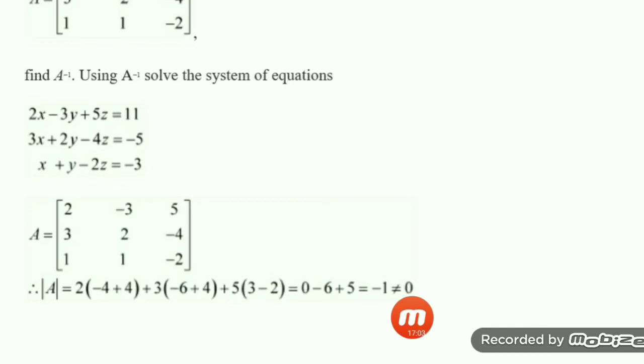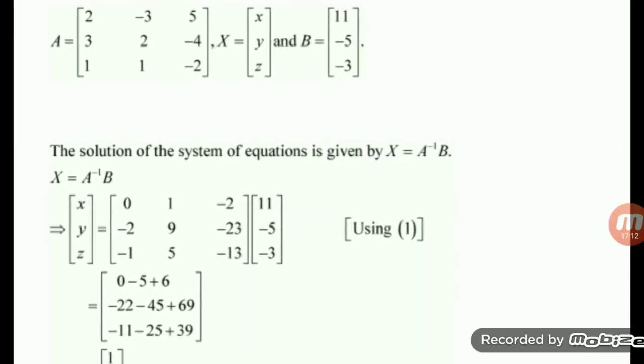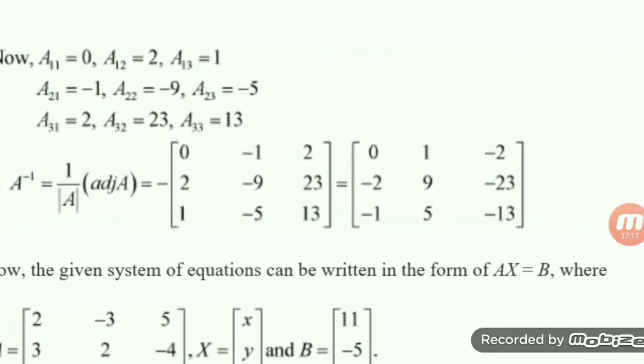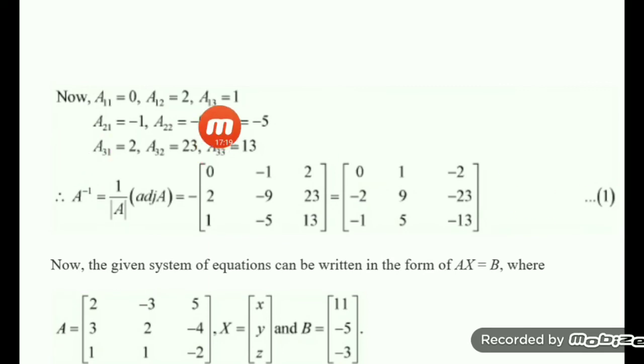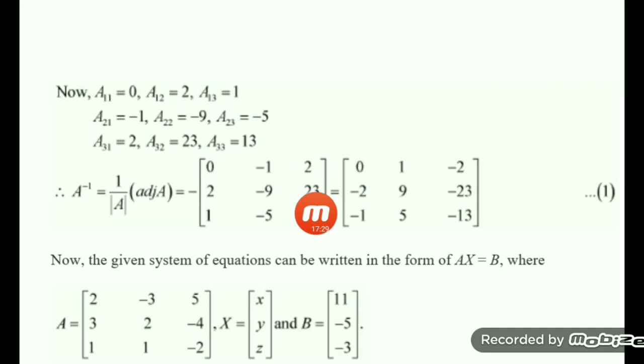To get the inverse, we have to find the cofactors, and to get the adjoint, we write the transpose of the cofactor matrix. These are the values of the cofactors. We put the cofactors here to get the adjoint. Here I have got the adjoint, and 1 by determinant, which is minus 1, is calculated. Since it is minus 1, no fraction will be there, so you just adjust it here.